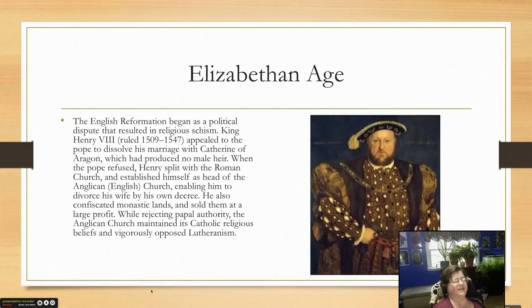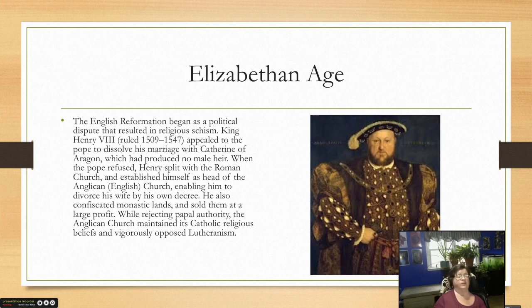Sorry about that. The English Reformation began as a political dispute. If you remember, we were talking last week about the German Reformation, with Martin Luther nailing the theses to the church wall, and how that started to split the Catholic Church between Catholicism and Lutheranism, which then gave birth to Calvinism and so forth. Well, in England, the Reformation began as a political dispute.